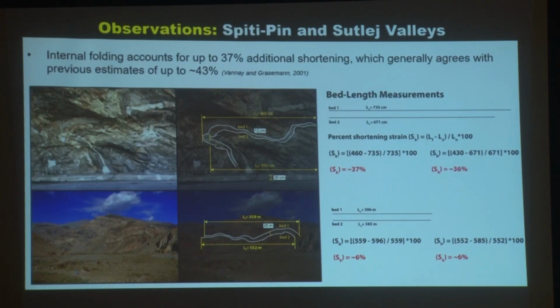Okay, so I mentioned that there's internal strain or internal shortening in these rocks. There's folding all throughout the Tethyan Himalayan sequence, and so with just a simple back-of-the-envelope calculation, using some bed length measurements and then undoing the folds here, you can see that there's up to 37% additional shortening of these rocks. And that generally agrees with previous estimates of up to 43% in the Himachal Tethyan Himalayan sequence.